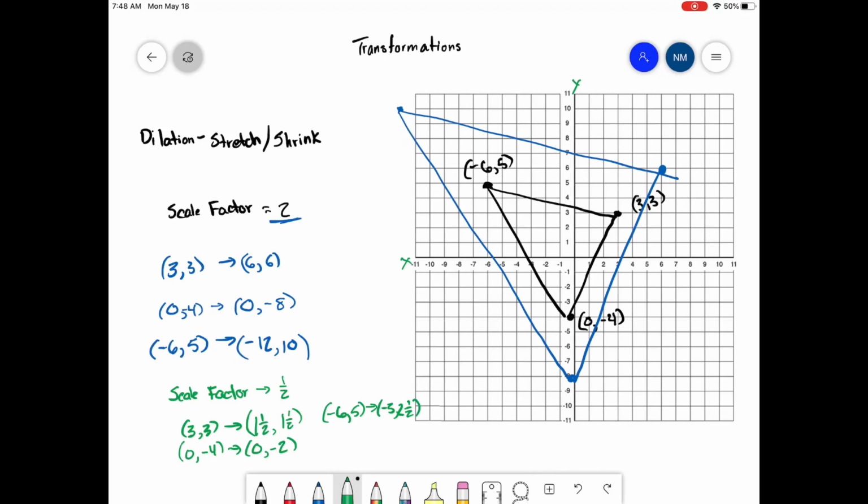So my dilated figure, if I was to graph those, I'd get 1.5 by 1.5, 0 and negative 2, and then negative 3 and 2.5. So whenever I have a scale factor that's a fraction, my figure is going to get smaller instead of bigger. That takes care of all of the transformations that you need to know.